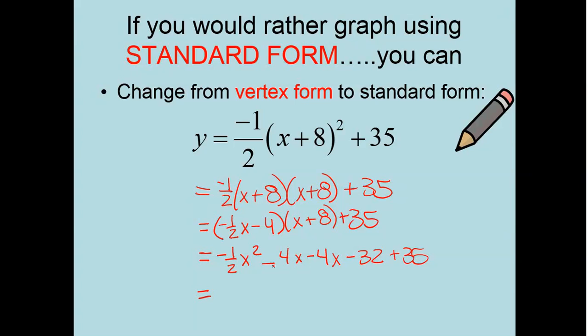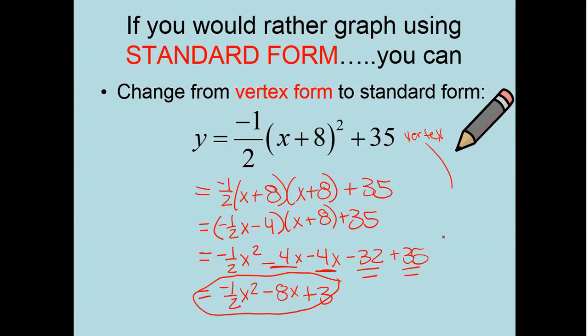Let's combine our like terms. Looks like these guys are alike, and then these two are alike, right? So I still have this -1/2 x squared laying out there. -4x, well, that's just -8x. -32 plus 35 is positive 3. So I converted from what was vertex form to standard form. So any problem can be made into a standard form problem if you're willing to do the math to satisfy that.